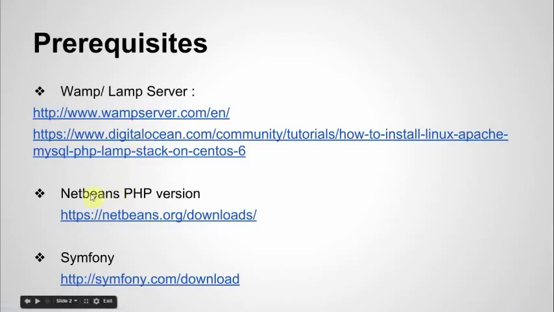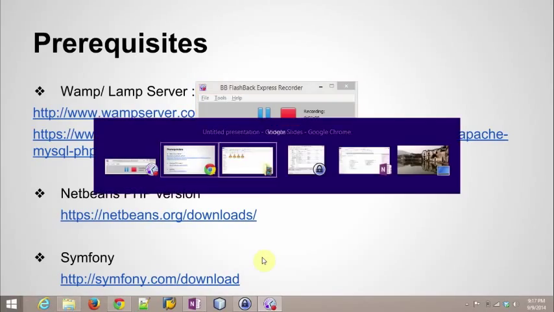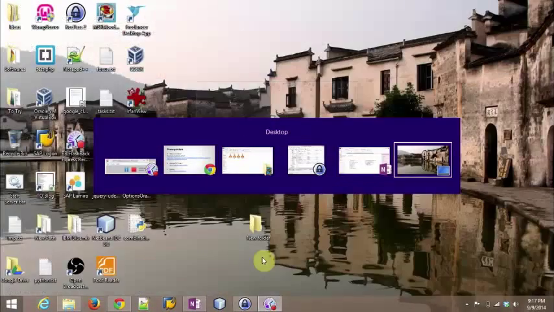Second thing we need is Netbeans PHP version. We have many versions. I will install only the PHP version. Third thing we need is Symfony, which we can download from this link. I will share this PPT. So let's go and download all the things.